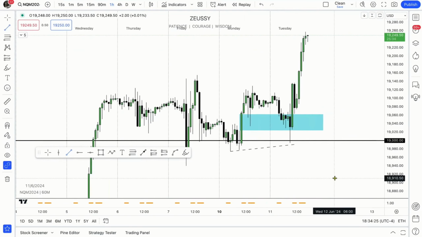Main takeaway from this hourly chart is the fact that we traded into the 19,000 price level and that we reacted off that. Keep that in mind when looking at the live execution with my voiceover.